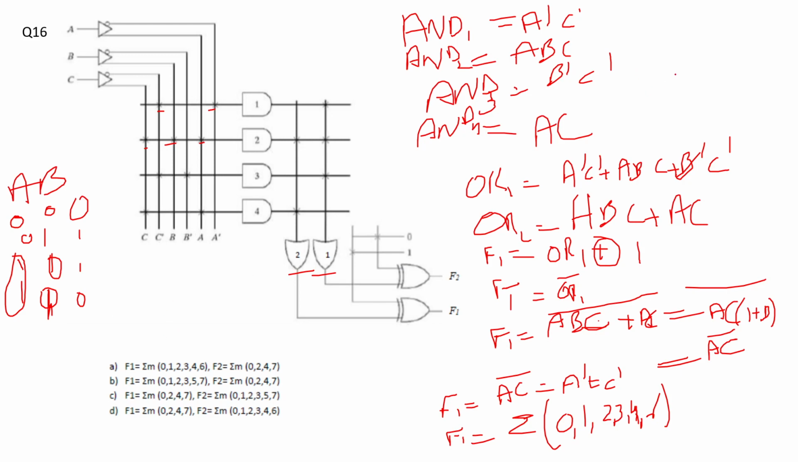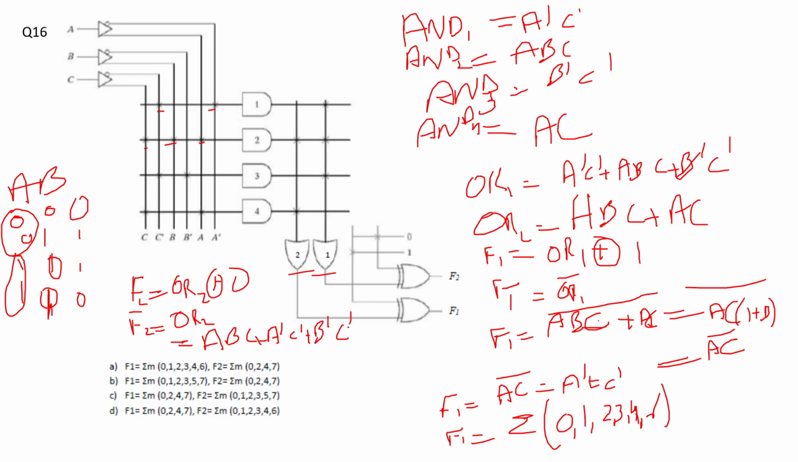Now for F2 I can write it like this: F2 is equal to OR of 2 then XOR with 0. So when one of the inputs is 0, the XOR gate simply acts as a buffer. So F2 is equal to OR of 2, which is ABC plus A bar C bar plus B bar C bar, and this is equal to summation of 0 2 4 7. So F1 is equal to 0 1 2 3 4 6, F2 is equal to 0 2 4 7. So option A is my correct answer.